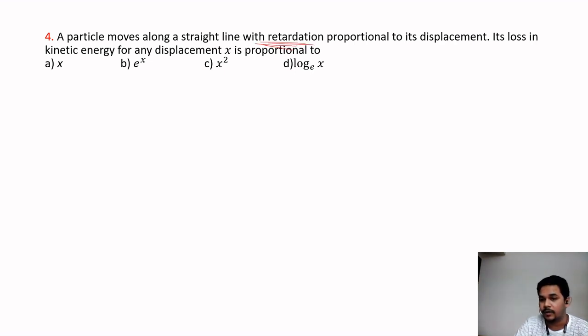Retardation means what will happen? In retardation, always remember the speed of the particle will decrease. Remember, I am not saying velocity. In the retardation case, remember acceleration and velocity must be opposite to each other. So only the speed will decrease. What about velocity? It may increase or may decrease.